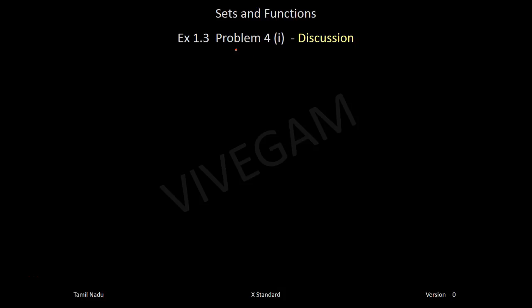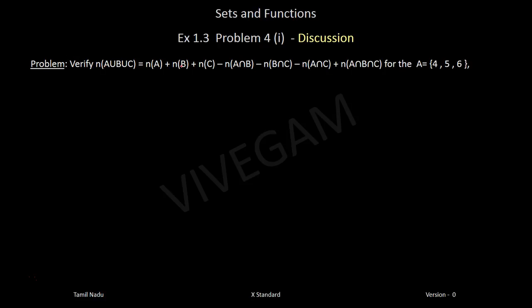Exercise 1.3, Problem 4, Division 1, Discussion. Verify that n of A union B union C equals n of A plus n of B plus n of C minus n of A intersection B minus n of B intersection C minus n of A intersection C plus n of A intersection B intersection C.